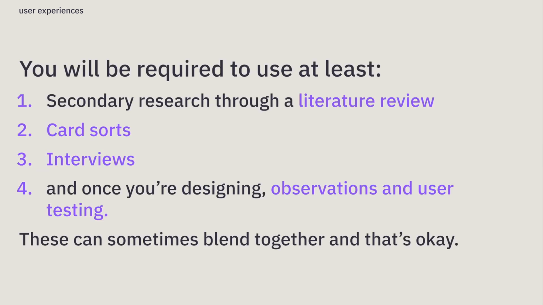A few methods here, some that I'm going to require you to use for this project, are secondary research done through conducting a literature review, card sorts and interviews to collect qualitative data on the experience that you're researching and the people. And once you're actually designing your artifact, observations and user testing. Sometimes these things blend together and that's okay. It's qualitative research, and so it's a little bit messy and fuzzy.